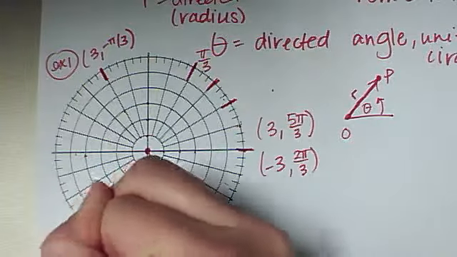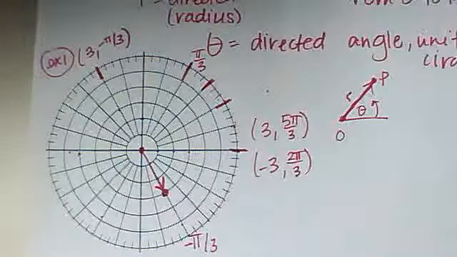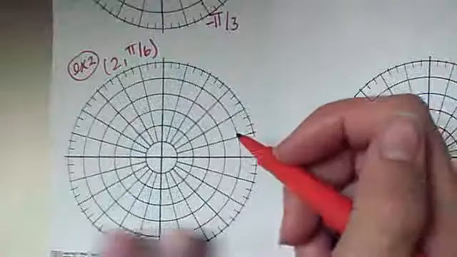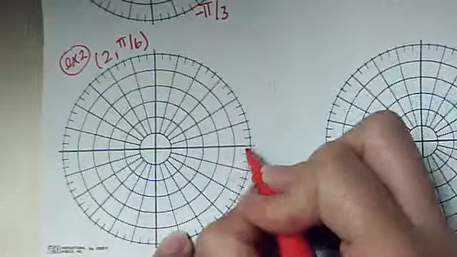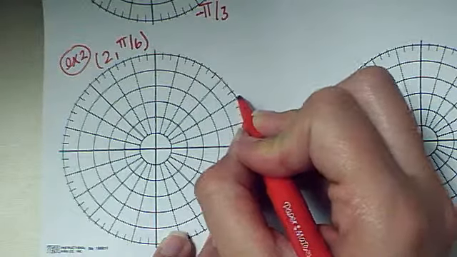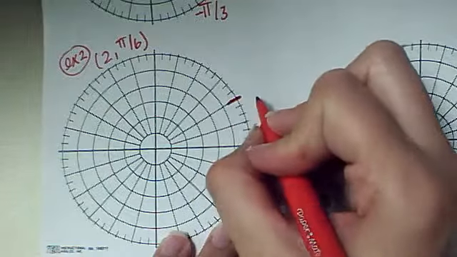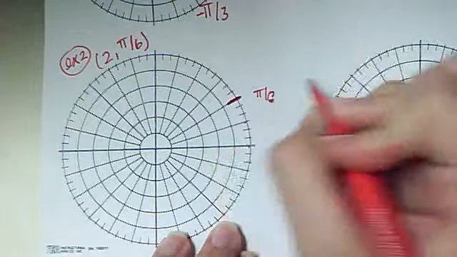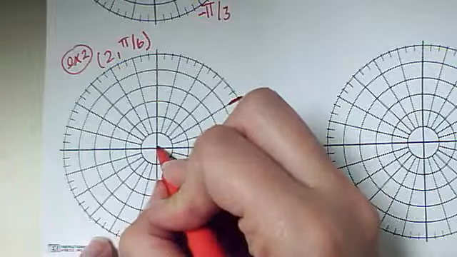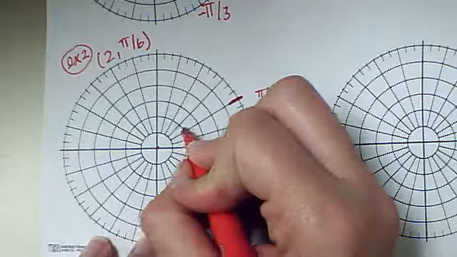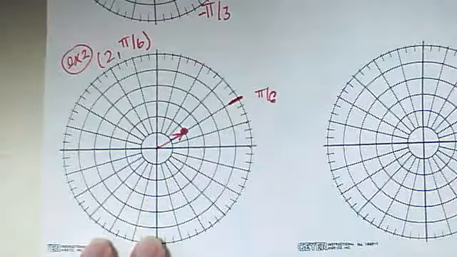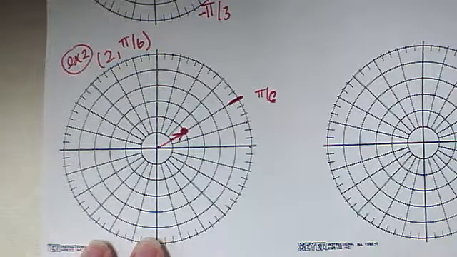Example 2 is 2 comma pi over 6. So let's move our paper so we can see that. Pi over 6, this is pi over 12. 2 pi over 12, which is pi over 6. So I'm going to go ahead and label that, pi over 6. And then I'm going out 2 from the center, so 1, 2 here. And I can go ahead and draw to that point. And the point is the part that's important here.